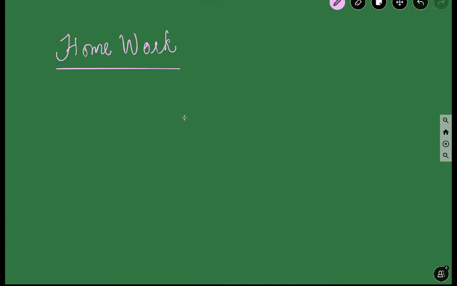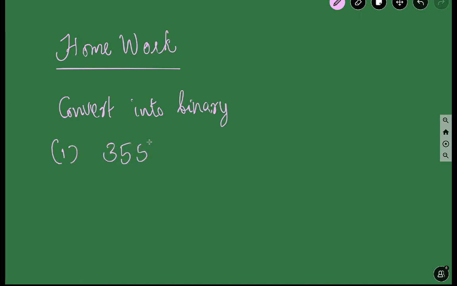Now it's time for some homework. Convert the following numbers into binary. First one is 355. Second one is 101. Third one is 37.